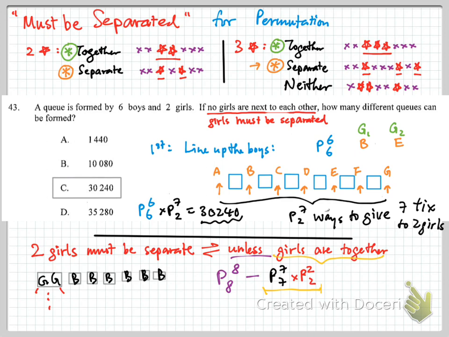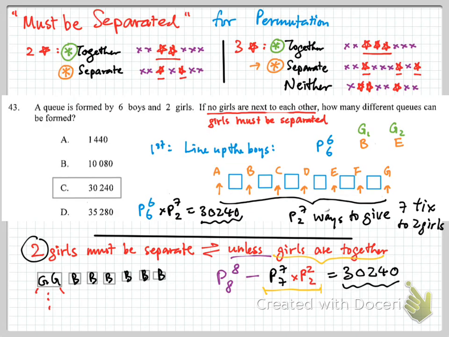Unless the girls are together, so you take all possibilities, 8P8, subtract that number, and the answer goes to the same 30240. Alright. But let me remind you again, this second method only works because there are only 2, alright? If there are 3, then this method does not work. So this is how we do things that must be separated. Thank you.